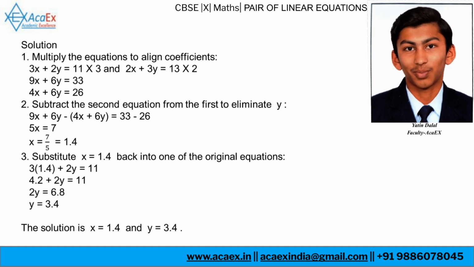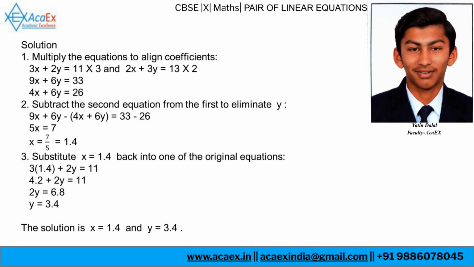Substitute x equals 1.4 back into an original equation. This gives 3 times 1.4 plus 2y equals 11. Solving for y, we get y equals 3.4. The solution is x equals 1.4 and y equals 3.4.